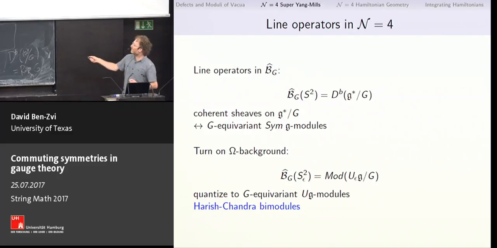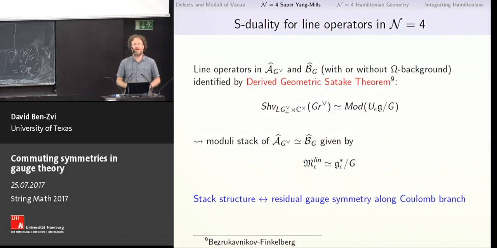So in other words, what this is saying is that line operators in this omega background are UG modules. UG modules just means representations of the Lie algebra, but representations of the algebra that are equivariant with respect to the conjugation action of the group. This is called Harish-Chandra bimodules in representation theory. But I just want to think of it more informally as you take little g dual and you quantize it, and it's a quantization of little g dual mod G. Okay, so those are line operators. And then we have S-duality.